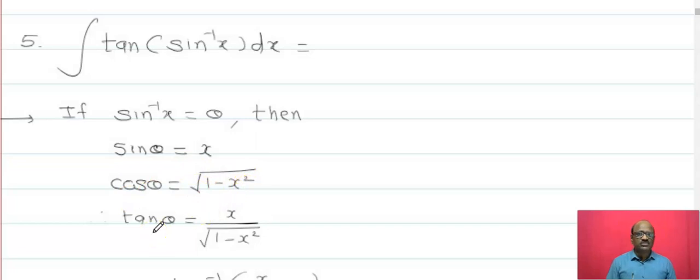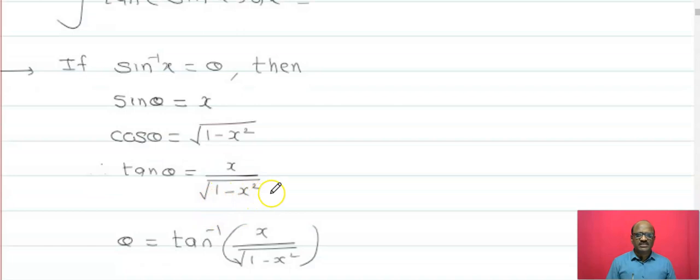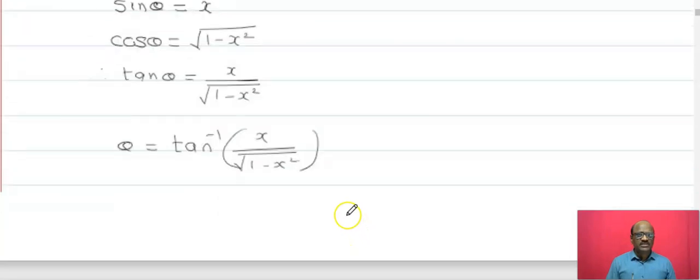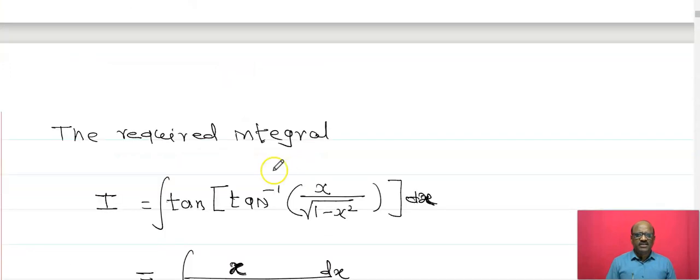That is, tan theta is equal to sin theta upon cos theta, that is x upon under root of 1 minus x square. But what about theta? Theta is equal to tan inverse of x upon under root of 1 minus x square. Now our integral will become, that is, I is equal to integral tan of in bracket tan inverse of x upon under root of 1 minus x square into dx.